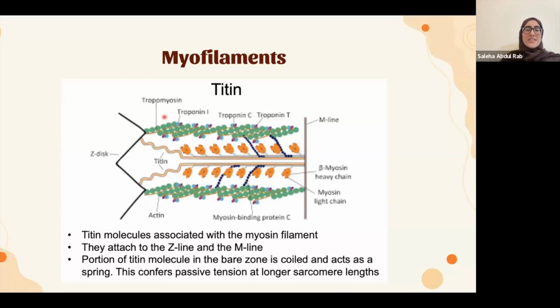So remember how we said Z disc was where the actin fibers were present, and the M line is where the myosin fibers are located. So the titin really just connects to, and it acts as a spring. That's all you really need to know from this slide over here.